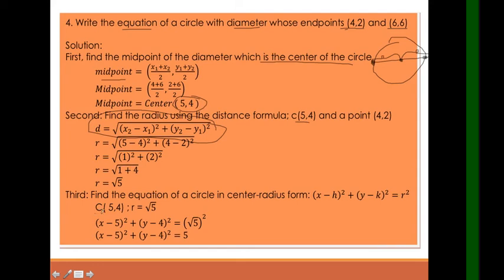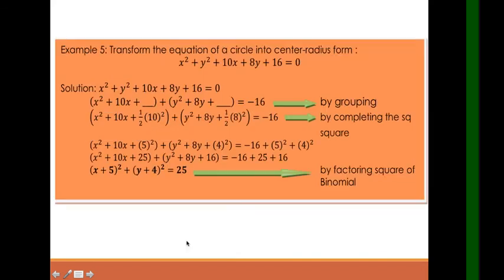So since the center is (5, 4) and the radius is square root of 5, we can have now the equation of the circle, which is actually the standard form. So we have (x minus 5) squared plus (y minus 4) squared equals square root of 5 squared. Square root of 5 squared, cancel that, so 5 remains. That's why the standard equation of the circle is quantity x minus 5 squared plus quantity y minus 4 squared equals 5.